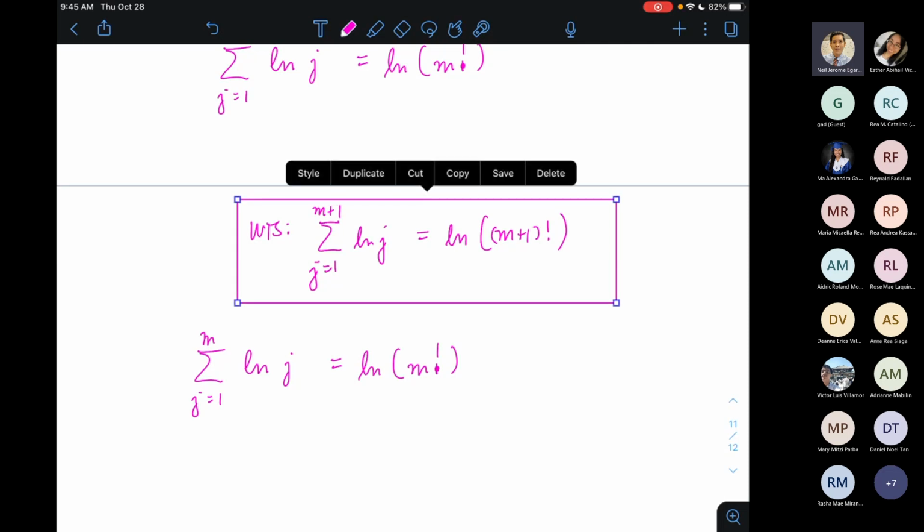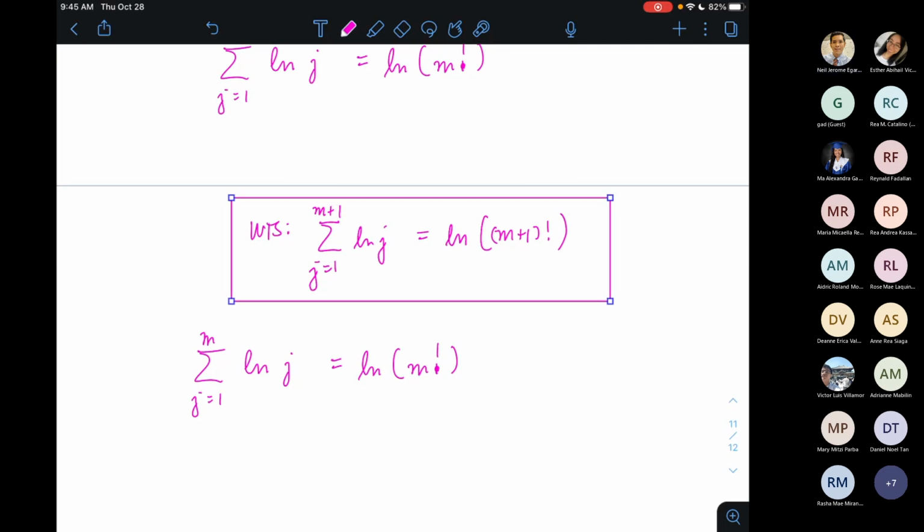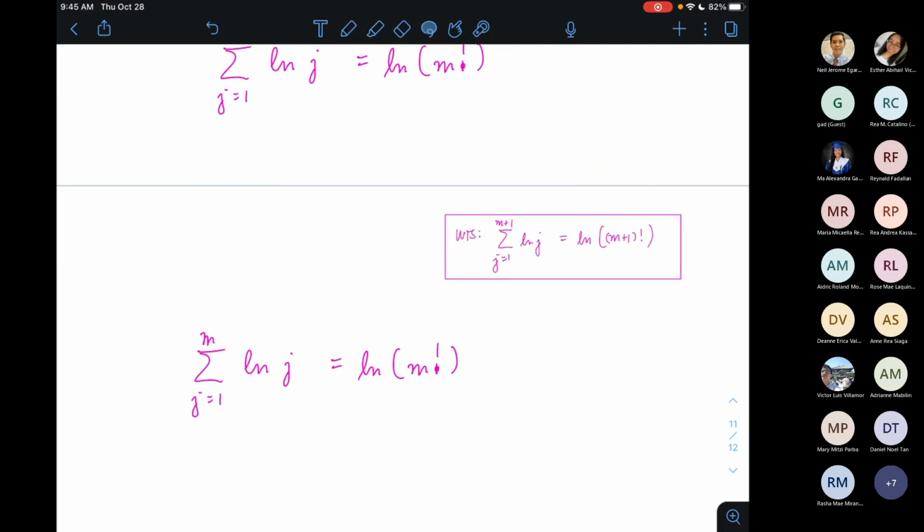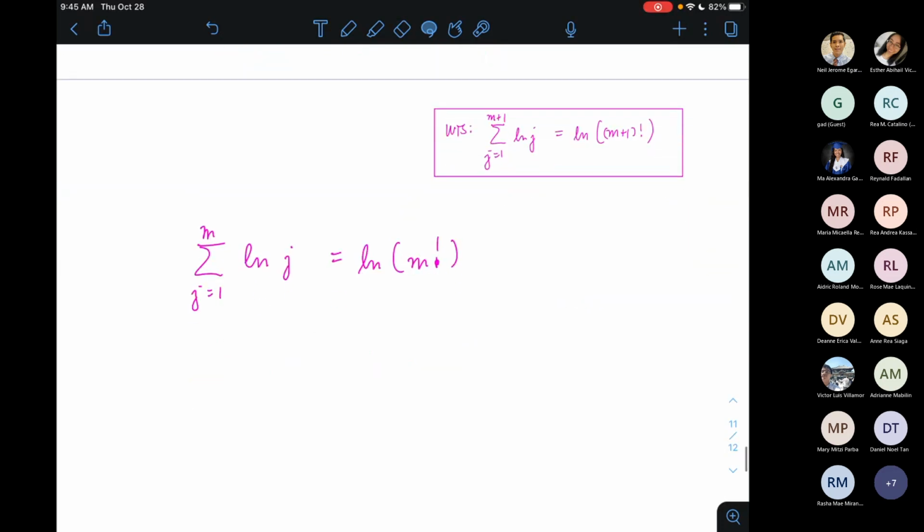Any suggestion? Okay, Mary Mitzi, kahit second time around mo na, yes? Ayun po, di ba po yung ln ng m factorial ay summation po ng ln from 1 to ln of m? Plano ko po sana mag-a-add po ako ng ln of m plus 1 dun sa right side po na equation.